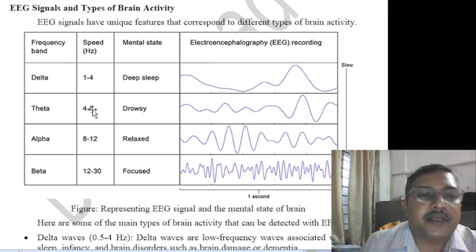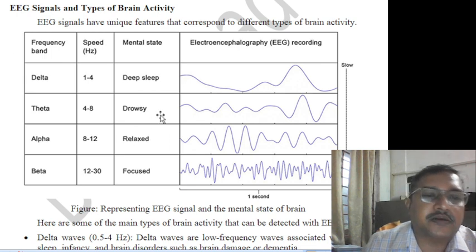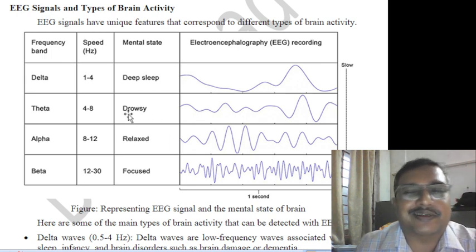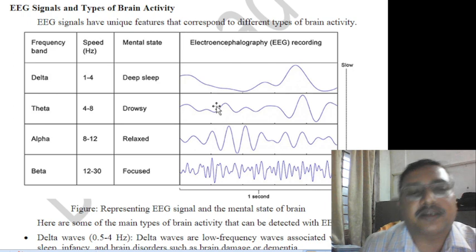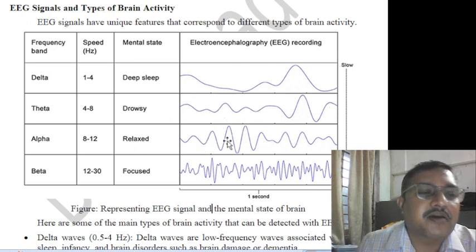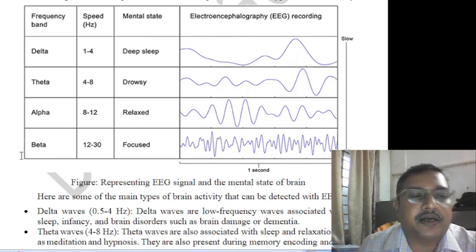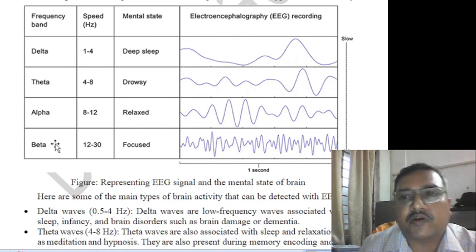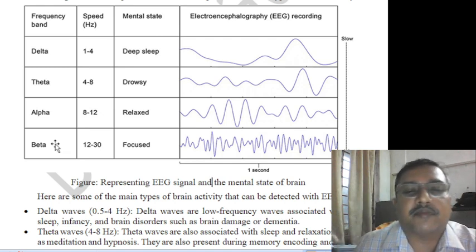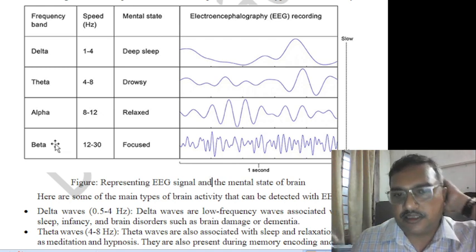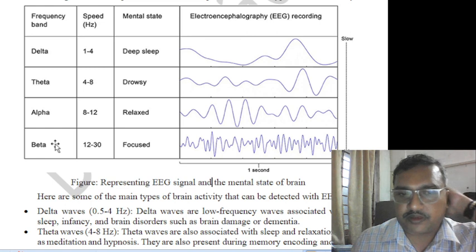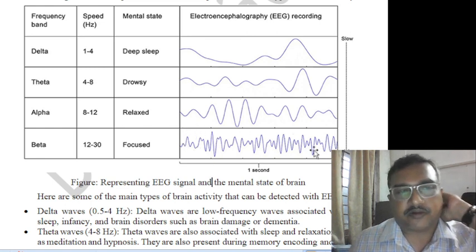The theta wave, that is 4 to 8 hertz, is the drowsy, sleepy mode. Now alpha is a relaxed state, and beta, 12 to 30, is a more focused, more working time. If you check the EEG at that time, it will show this much.